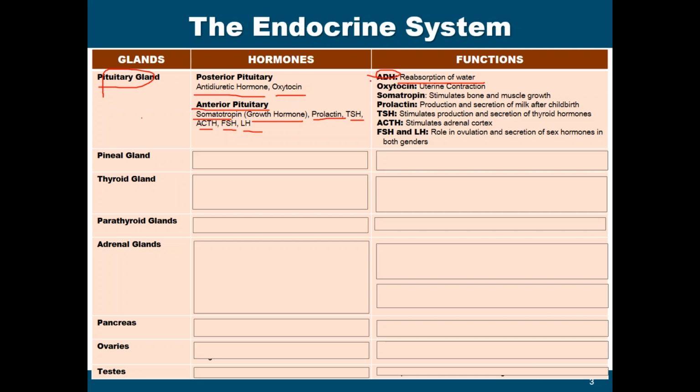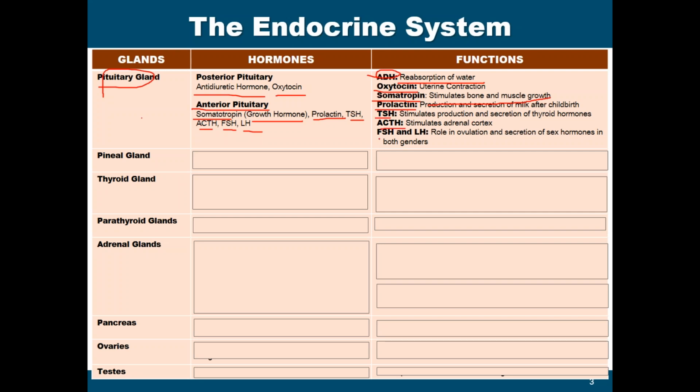Now, oxytocin is a hormone that is released to stimulate uterine contraction, and this one has a very big significance for mothers after labor and delivery. Somatotropin is also known as your growth hormone, and this is the hormone that stimulates bone and muscle growth. If there is too much production of somatotropin, a disorder that results is called acromegaly. Prolactin is a hormone that is really very important for the production and secretion of milk after childbirth.